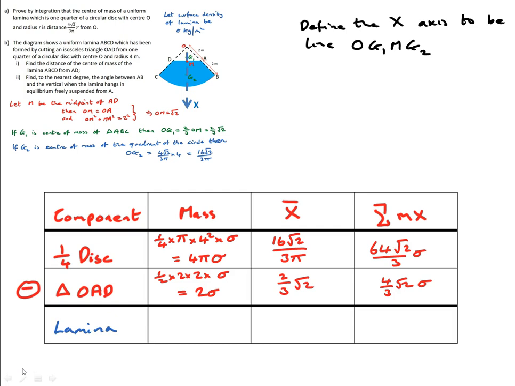Now the lamina that we've got is the quarter disc minus the triangle OAD. So the mass of the lamina is going to be 4 pi sigma, take away 2 sigma, in other words 4 pi minus 2 lots of sigma. And the sum of the mx's for the lamina is going to be 64 root 2 over 3 times sigma, take away 4 over 3 root 2 times sigma, which ends up giving me 20 root 2 times sigma.